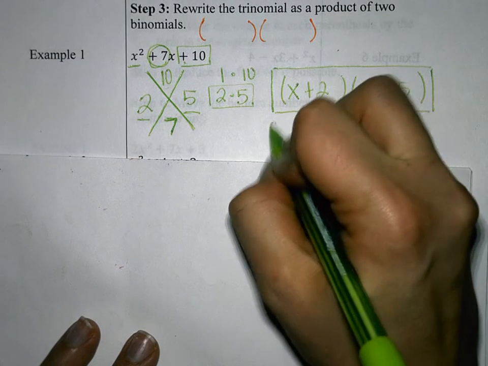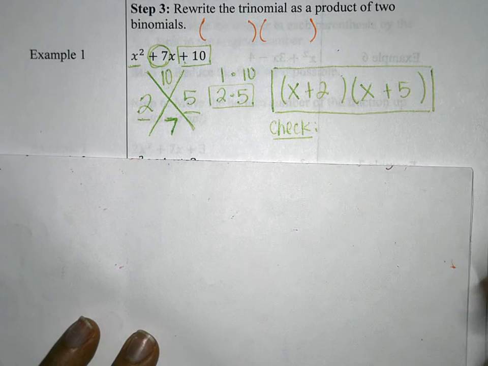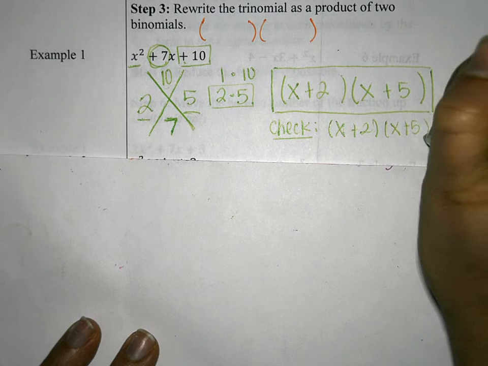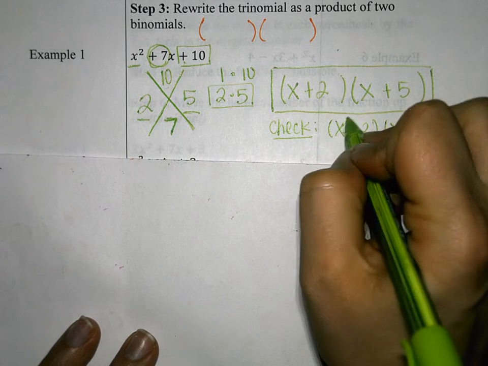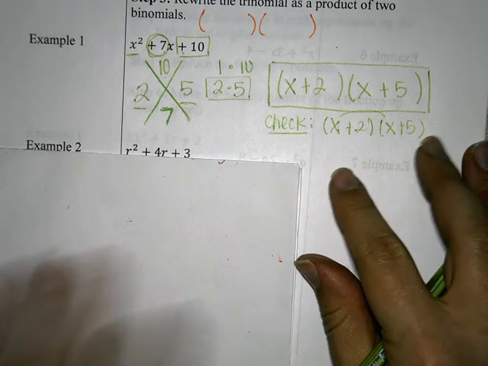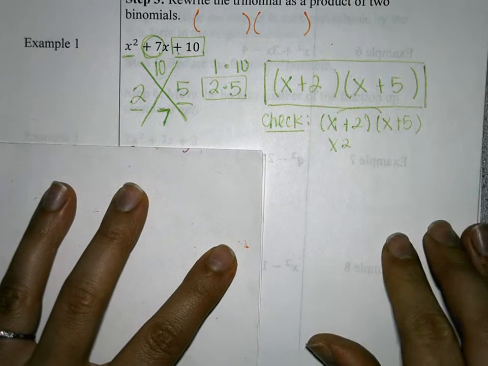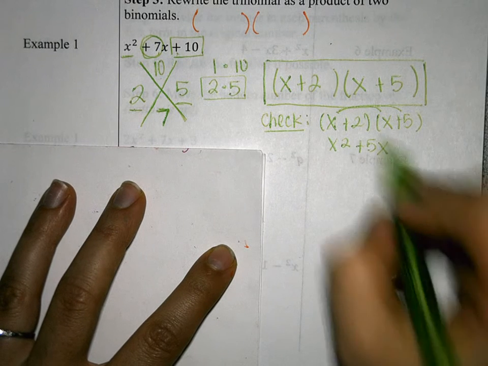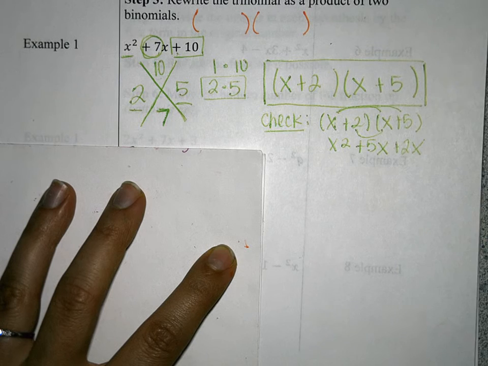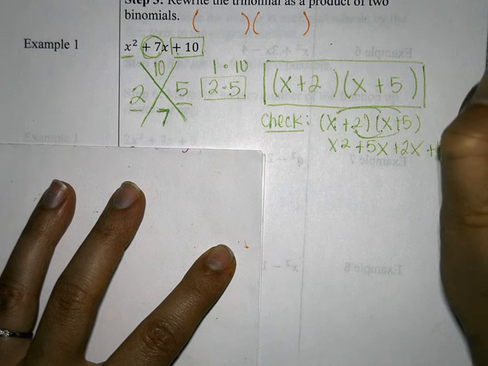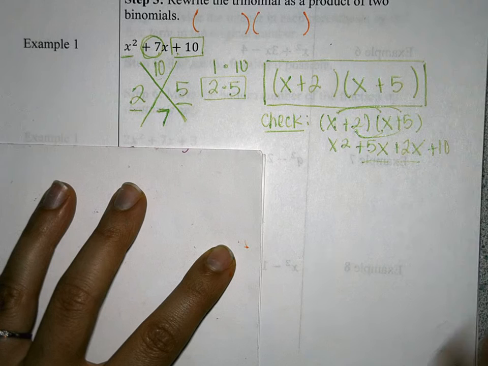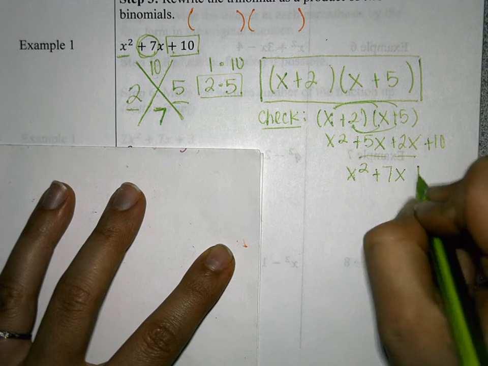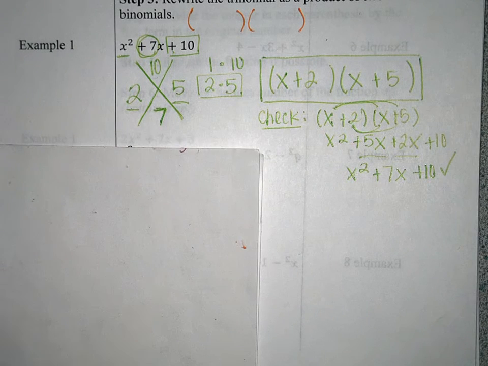Now to check this, we can just multiply this out using FOIL or the box. So x plus 2 times x plus 5. Let's FOIL that out. X times x gives me x squared. X times 5 gives me plus 5x. 2 times x gives me plus 2x. And 2 times 5 gives me plus 10. When I combine like terms, that gives me x squared plus 7x plus 10, which is what I started with, so we factored correctly.